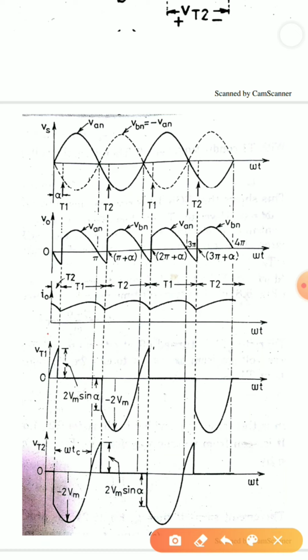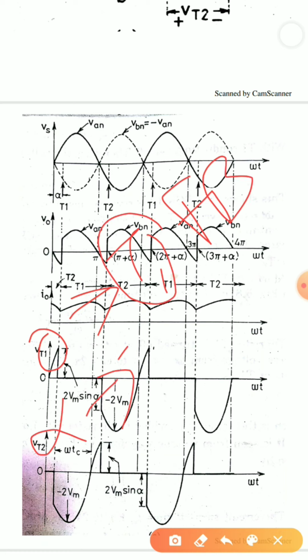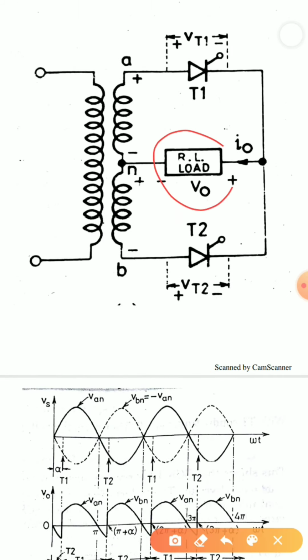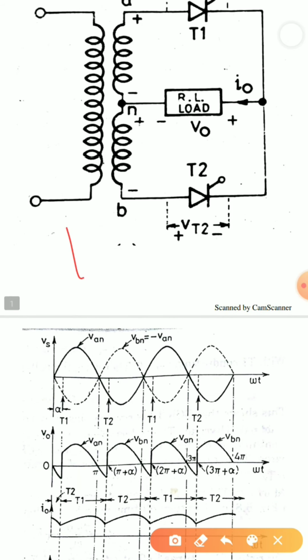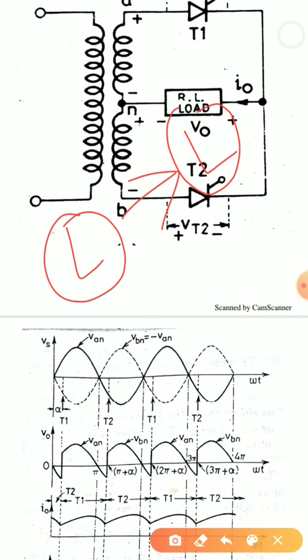Now when my duration is 0 degree, at 0 degree my thyristor T1 will get forward biased. As I have said, it is only forward biased, it is not turned on. At alpha my thyristor T1 will turn on, and it will conduct up to pi. Here the load is an RL load, so in an RL load what will happen? L will charge and L will discharge. L will discharge from pi to pi plus alpha or up to beta, depending on how much charge the inductor can store.